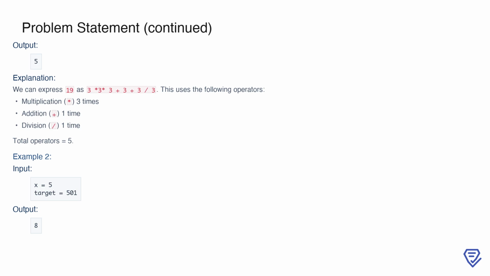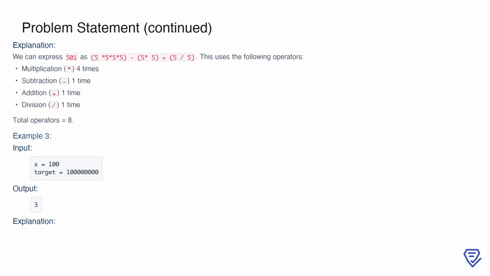In another example, if x is 5 and the target is 501, we can express 501 as 5 multiplied by itself 4 times, then subtracting the product of 5 and 5, and finally adding the result of 5 divided by 5. This requires 4 multiplications, 1 subtraction, 1 addition, and 1 division, making the total number of operators 8. The output here is 8.